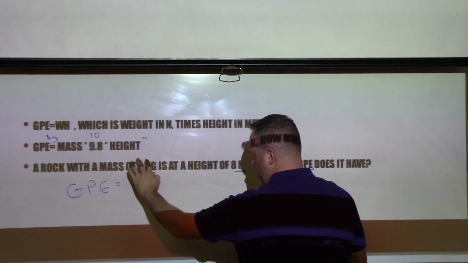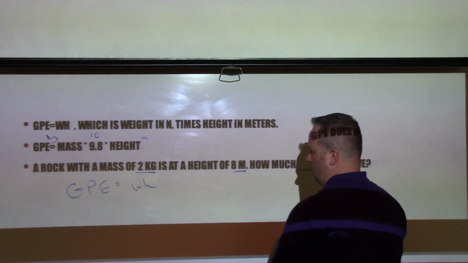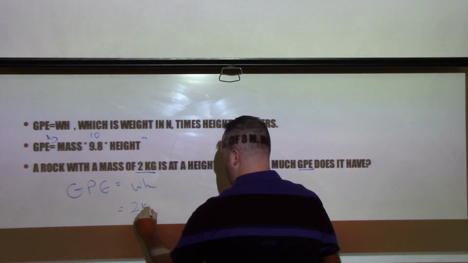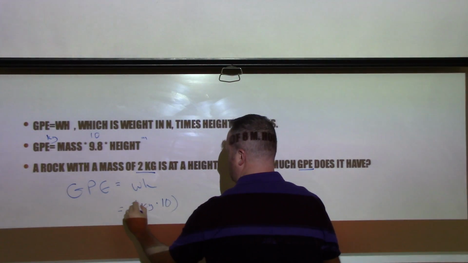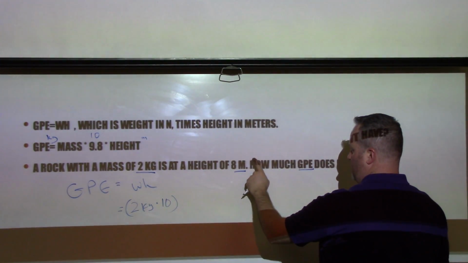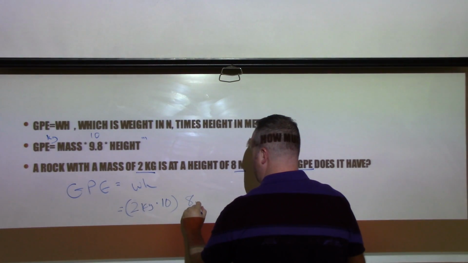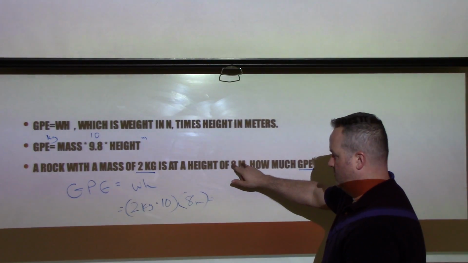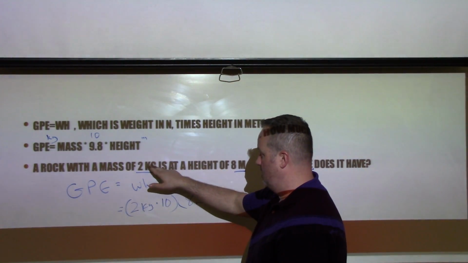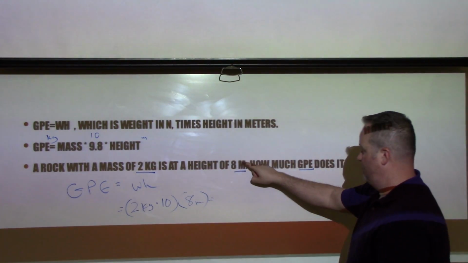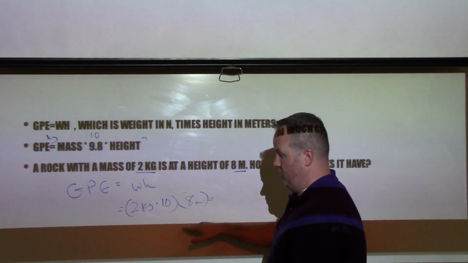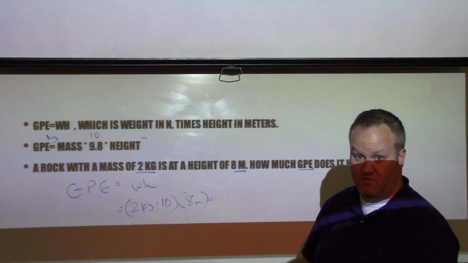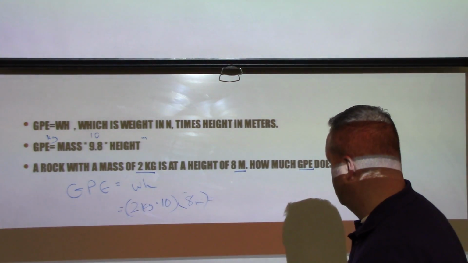We have a mass, but we don't have our weight, so we need to find our weight. We're going to say this is the same thing as 2 kilograms times 10, and then that is multiplied by the height in meters. Now, one thing you want to be aware of is making sure that you don't have to convert here. Double check that you have kilograms before you multiply by 10. Make sure you have meters before you put that into the formula, because sometimes this number could be in centimeters. Sometimes it might even be in kilometers, and in those cases you would have to convert.